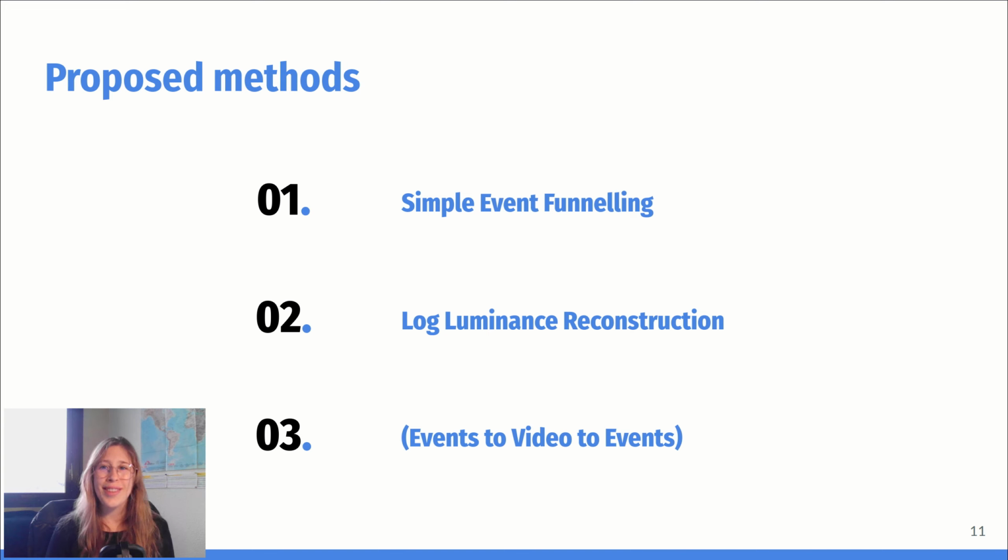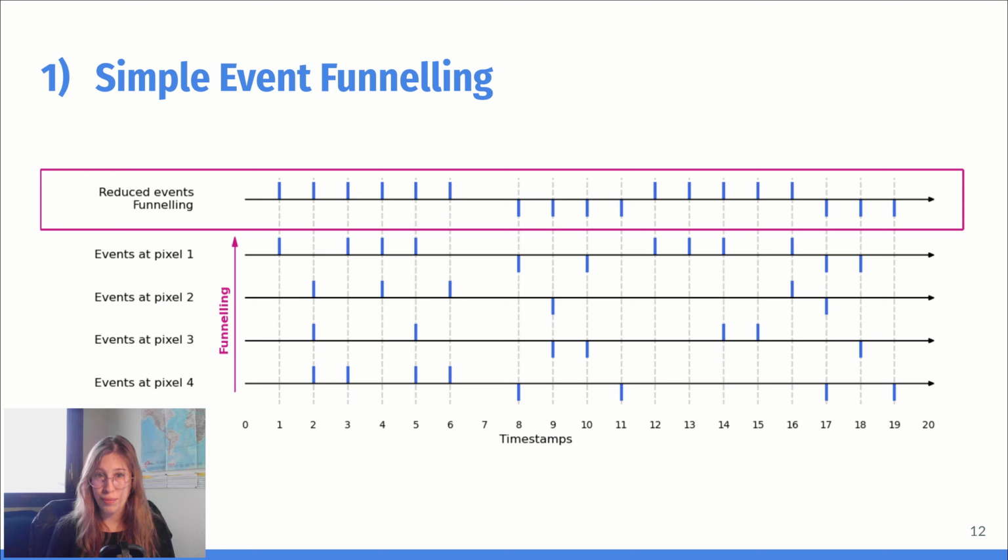Here are the 3 methods that we have formalized in this paper. First of all, simple event funneling, then log luminance reconstruction, and finally events to video to events. Simple event funneling is the quickest method that exists. That's the one actually implemented in the Tonic tool. How does it work? We have here an example given by the events produced by 4 fictive pixels that are downscaled into 1 pixel. Here, for simple event funneling, all these events are kept, and the X and Y coordinates are just divided by 4.